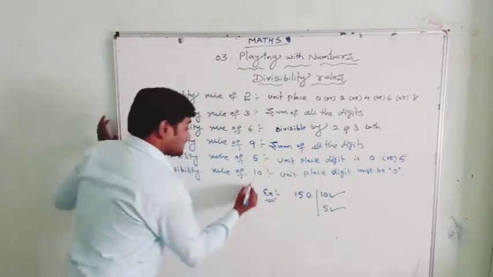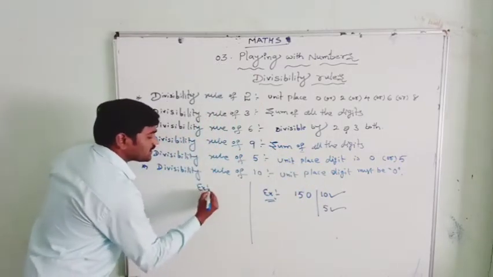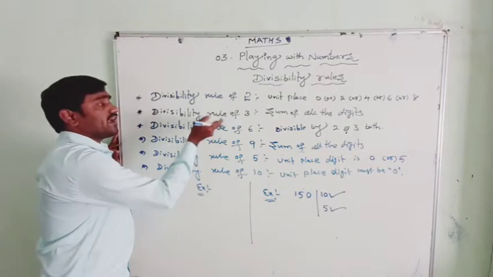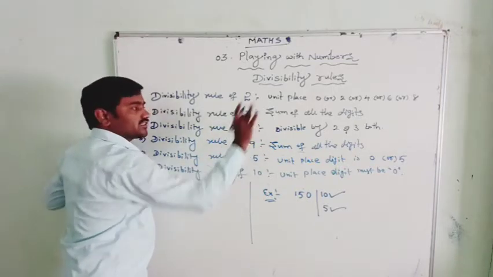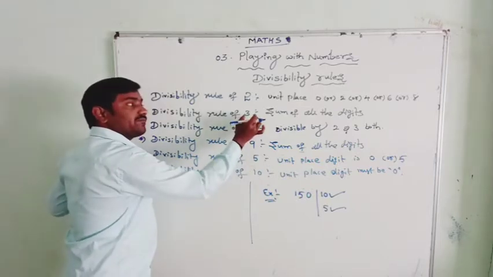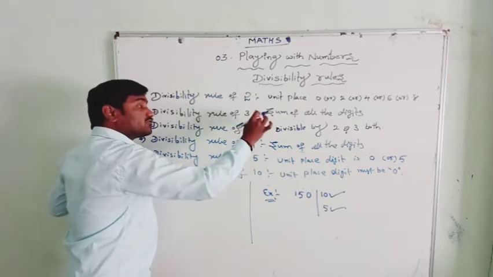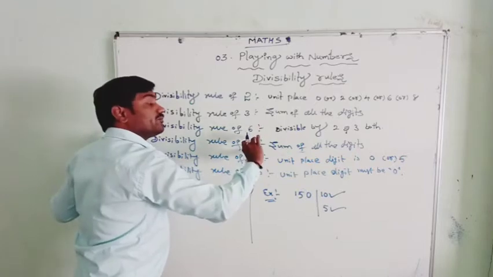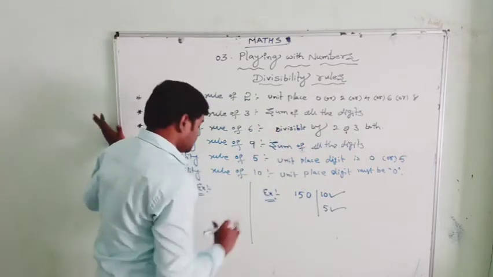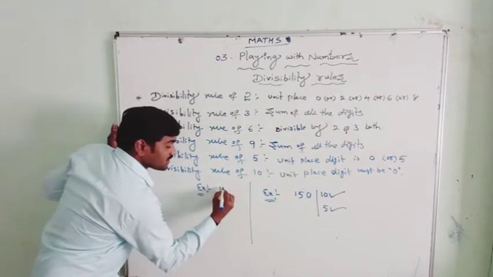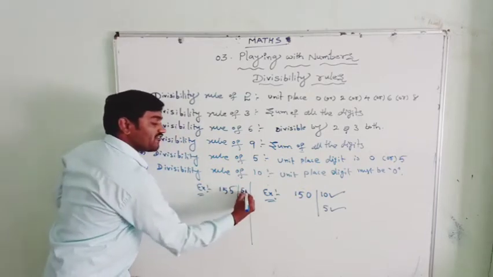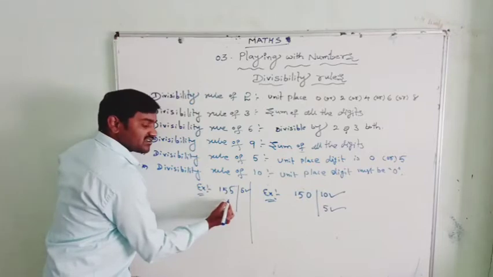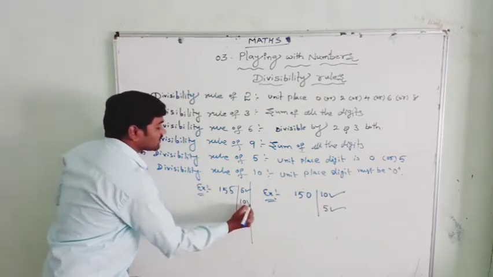But it is the same as we discussed for the divisibility rules of 9 and 3. If a number is divisible by 9, it's also divisible by 3. We need not check that. If a number is divisible by 3, we have to check whether it is divisible by 9 or not. It may or may not be divisible sometimes. So here let me take one example, 155. This number is divisible by 5. Is this number divisible by 10 now? No, it is not divisible by 10.